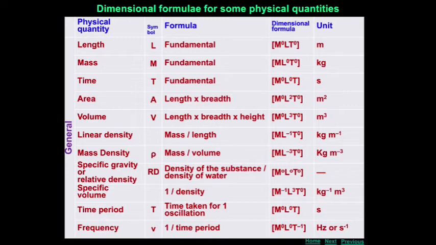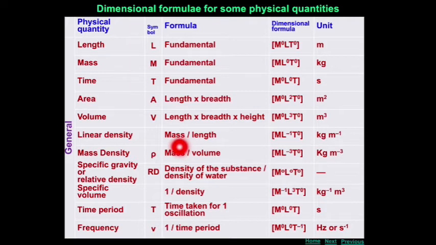Next one, linear density. What is linear density? Mass by length. The symbol of linear density is the letter lambda. You already know lambda is one of the Greek alphabets; we mostly use it for wavelength. So lambda is the linear density. The definition or formula for linear density is mass by length.